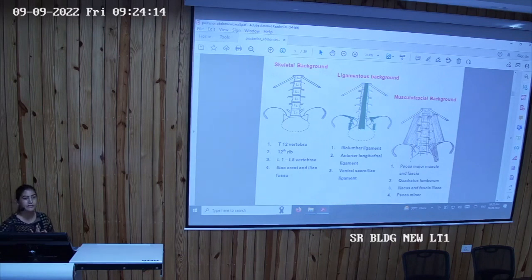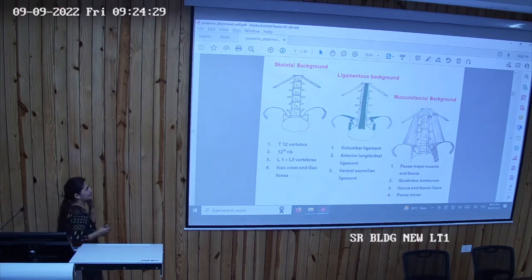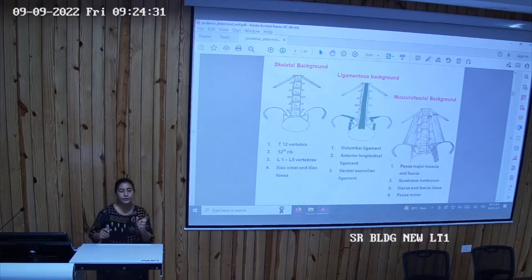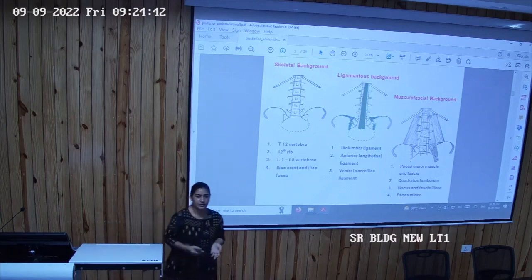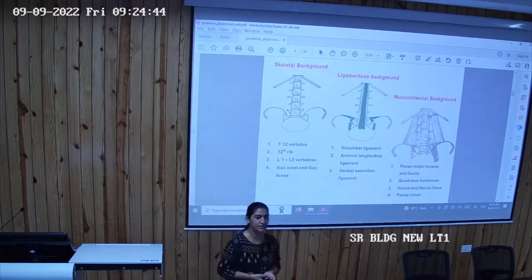How many surfaces are there on the iliac bone? Have you seen the auricular area on the hip bone? So what is the purpose of the auricular area? What does the auricular area articulate with? With the sacrum.